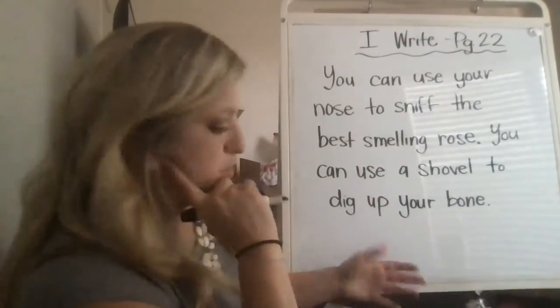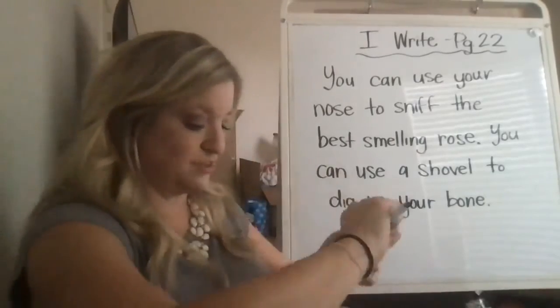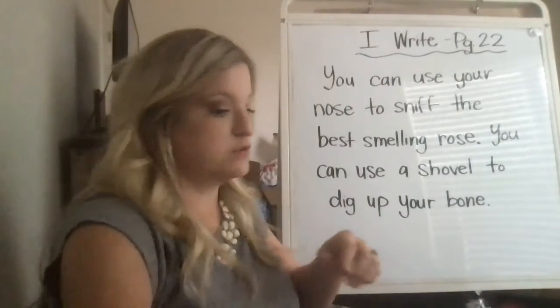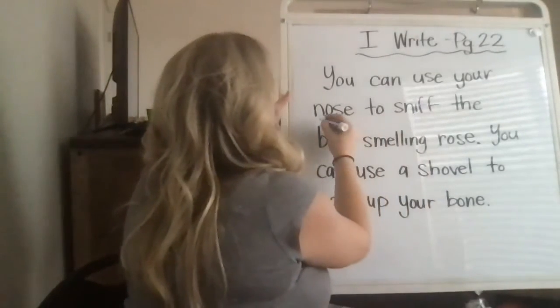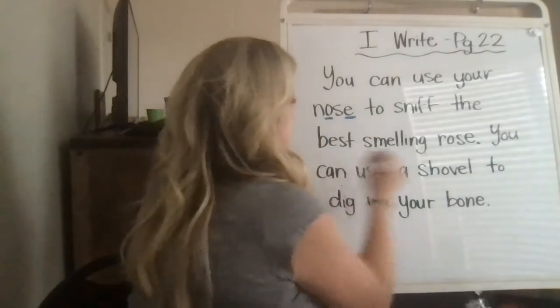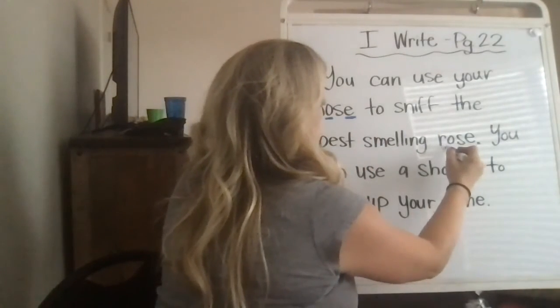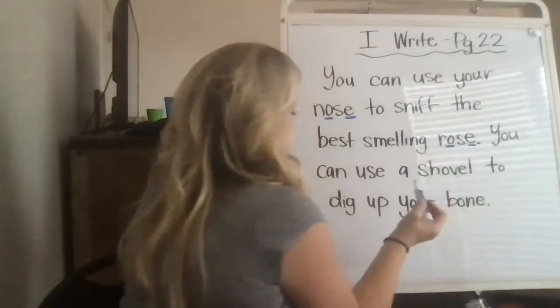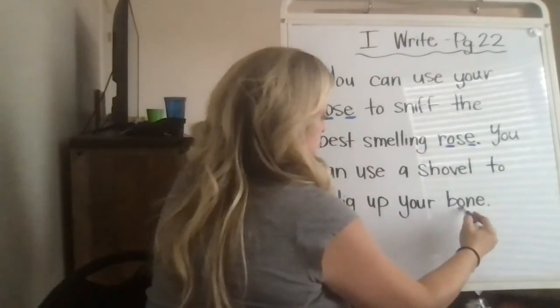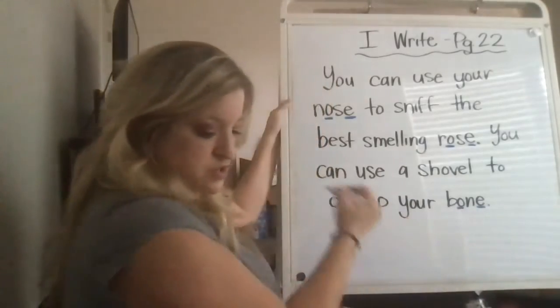Okay, so I'm now going to go through the checklist. I used long O words with an E at the end. And underline those. You can use your nose. There it is. Long O and an E. To sniff the best smelling rose. Long O and an E. You can use a shovel to dig up your bone. Good. So I can check that off.